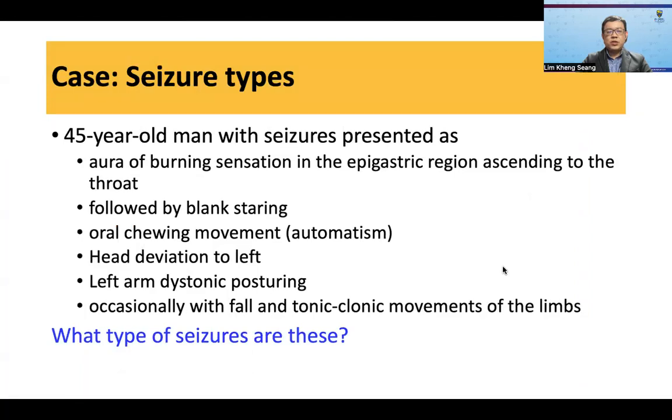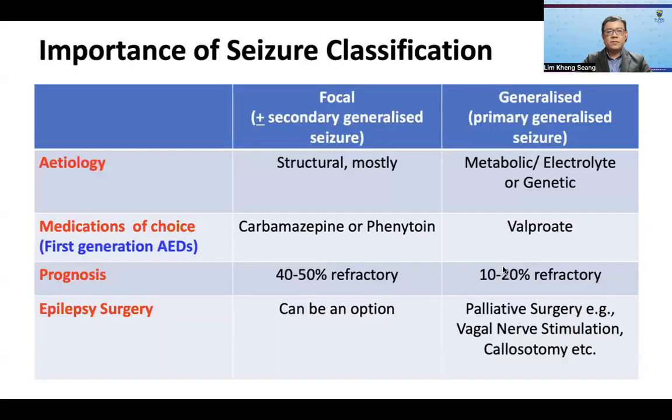This is a case whereby a 45-year-old man with seizures presented with an aura of burning sensation in the epigastric region, blank staring, oral chewing movement, which we usually call oral automatisms, head deviation to the left and left arm dystonia, and occasionally with fall and tonic-clonic seizures. So what type of seizures does this man have? He is having focal seizures.